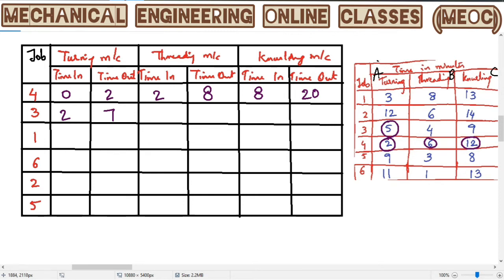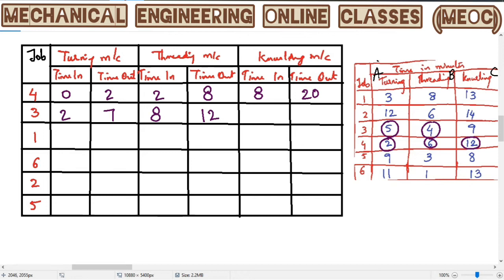But can it go to the threading machine at the 7th minute? No. Because the threading machine is already busy up to 8 minutes. So that 1 minute job 3 will wait, and at the 8th minute the threading machine is free, right? So in the 8th minute job 3 will go to the threading machine. And on the threading machine how many minutes does it require? 4 minutes. So it will be 12 here.